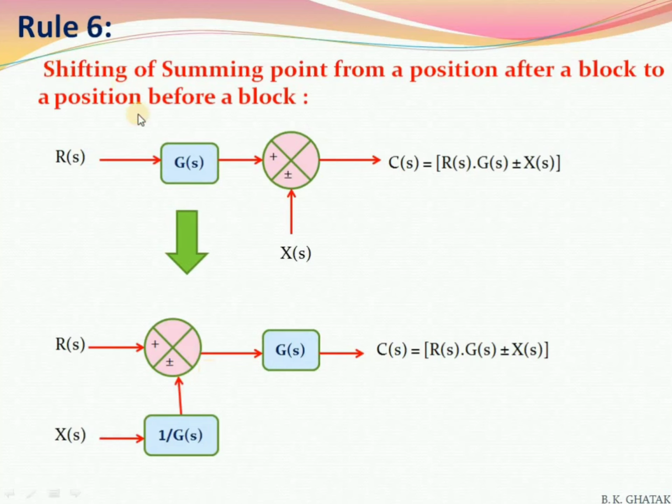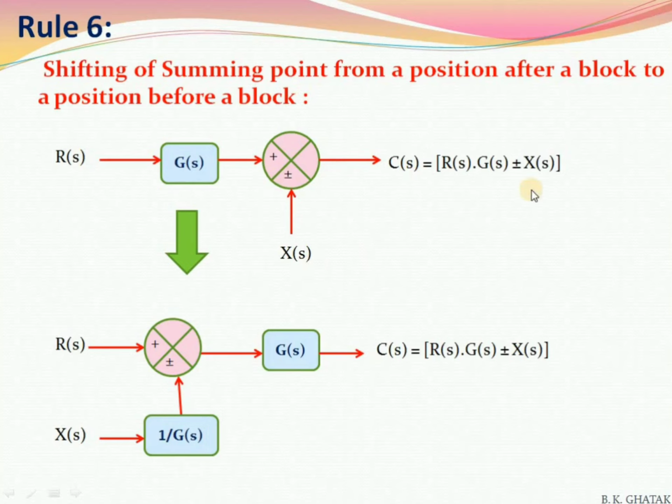Now rule number 6. Shifting of summing point from a position after a block to a position before a block. Now the summing position is where? Summing position is after the block. This summing position should be put before this block GS. Now look, here the input is RS into GS, and another input to the summing point is plus minus XS. So output CS is equal to RS into GS plus minus XS.